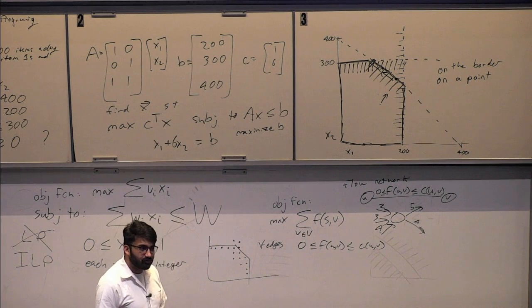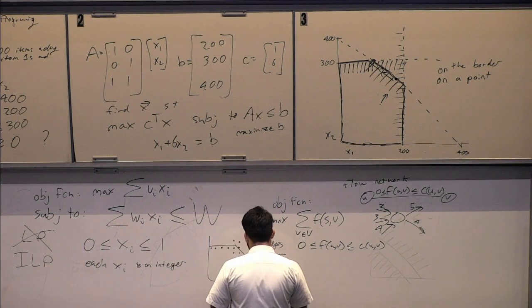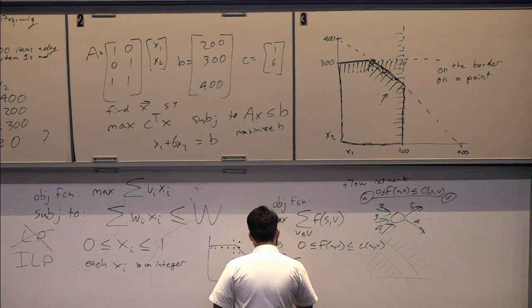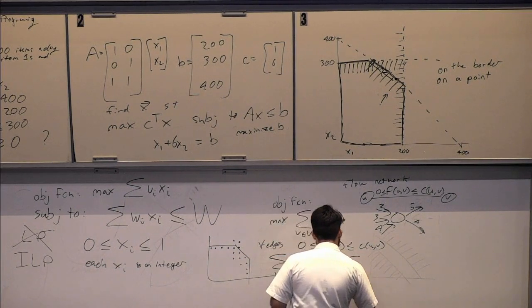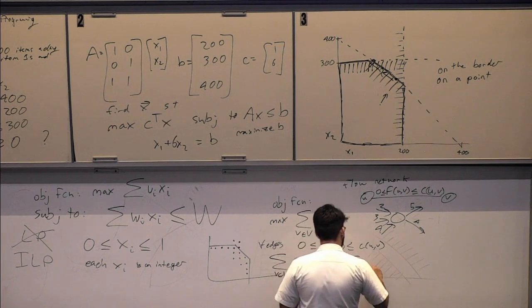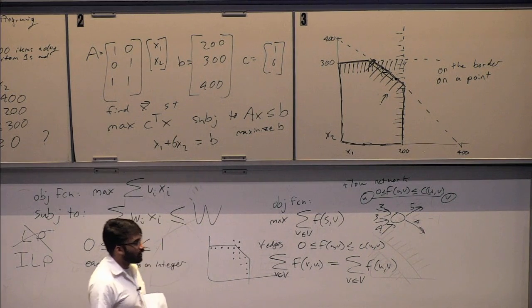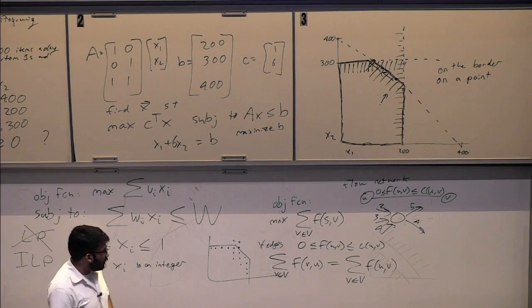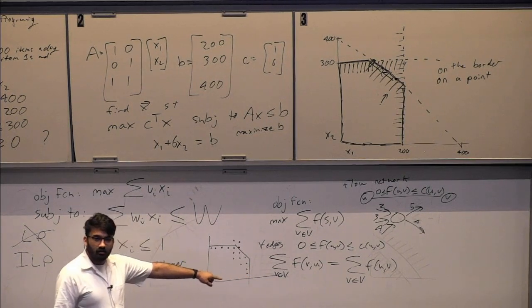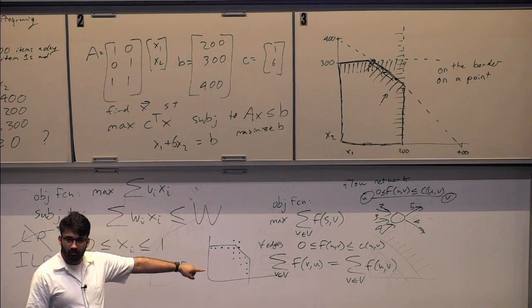Now we just need to simulate the conservation of flow as a set of constraints. And we'll do that by saying that the sum of the flows over v in V of f of v comma u must equal the sum of the flows over v in V of f of u v. The sum of the incoming must equal the sum of the outgoing, right? Now, that doesn't look like a linear inequality. That doesn't look like a linear inequality at all. In fact, that's a linear equality. But we can fix that. How would we try to fix that, maybe?